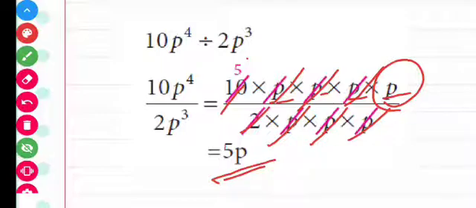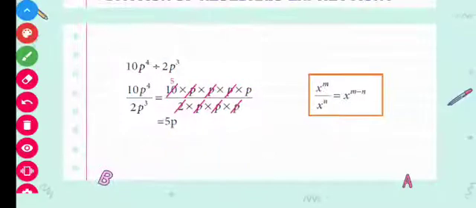So 10p power 4 divided by 2p cube are the two monomials we have. Here we are dividing by actual division. How we divide two numbers, we write it, and then we divide the numerical part first, and then we cancel the common terms in the variables, okay. So that's all we have here, and that's how you divide a monomial by another. There is another way for this also, I'll explain it to you.